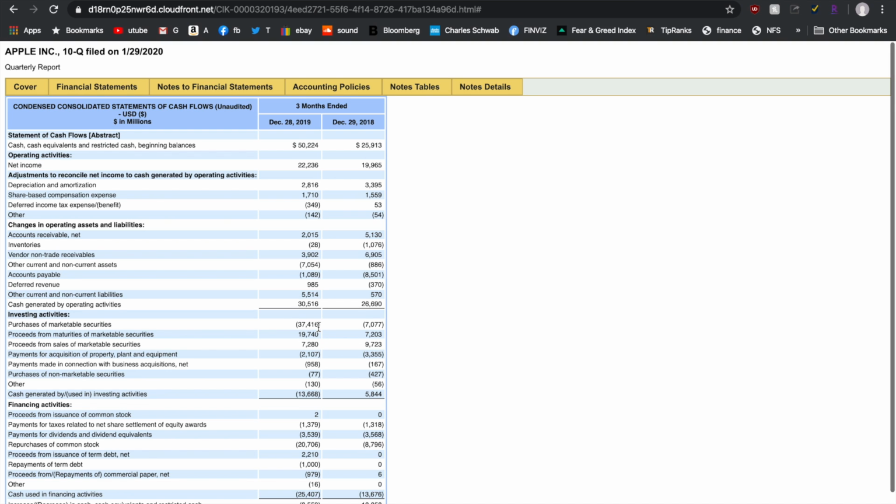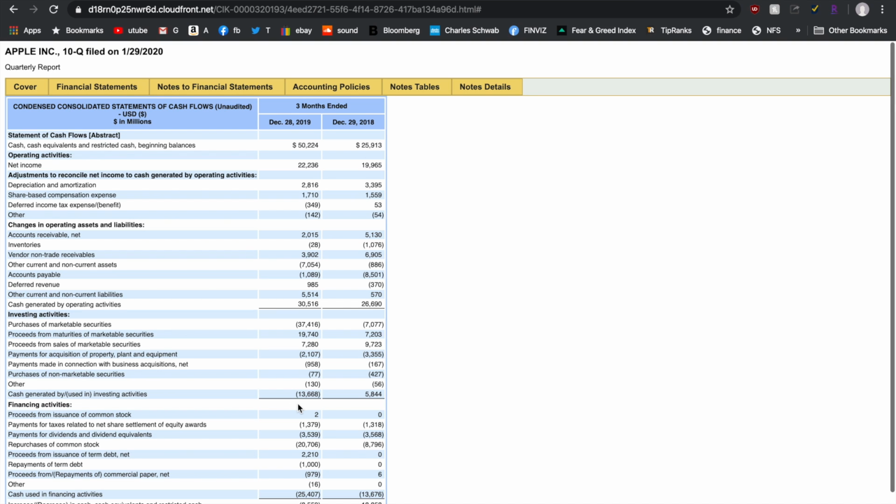And then the line below that says that they have proceeds of maturities of marketable securities and proceeds from sales of marketable securities of 19 billion and 7 billion. Since this is 26 and the top number is 37, that means that it's negative 11, meaning that the bottom line number for cash generated by or used in investing activities will be parentheses 13 billion.